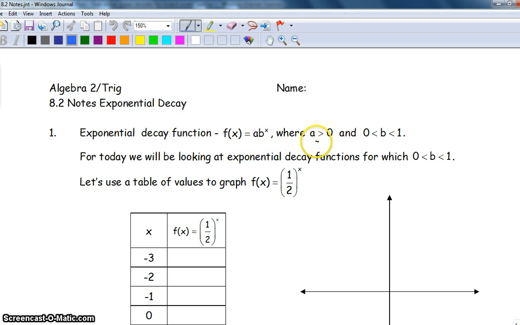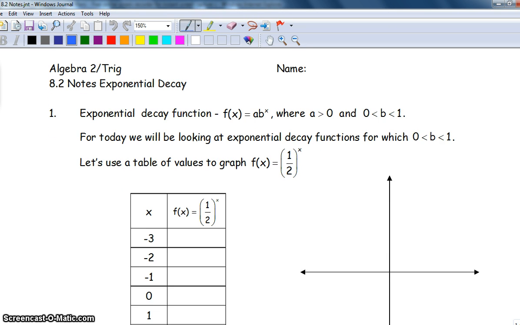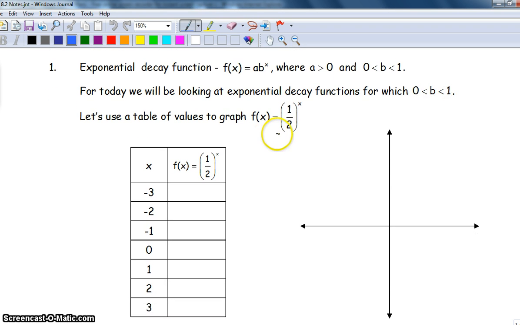Now here your a has to be greater than 0, so the number being multiplied by the function, and b has to be between 0 and 1. So that number being raised to the exponent has to be a fraction between 0 and 1. And you know, if it's a fraction, it could also be a decimal. Right, so we're going to look at f of x is equal to 1/2 raised to the x power.